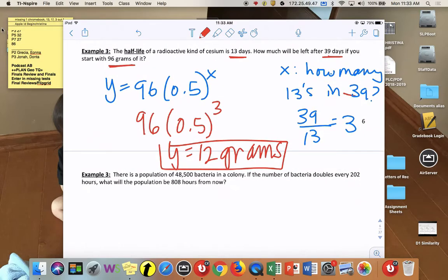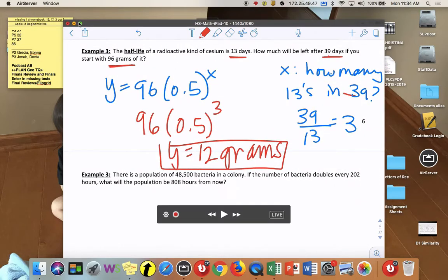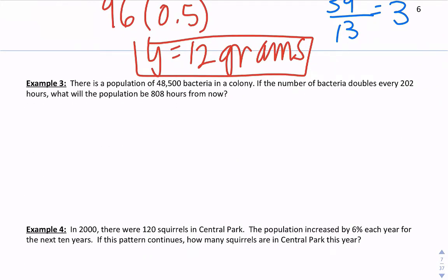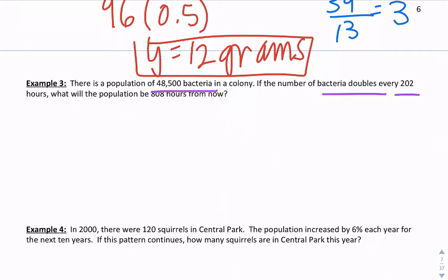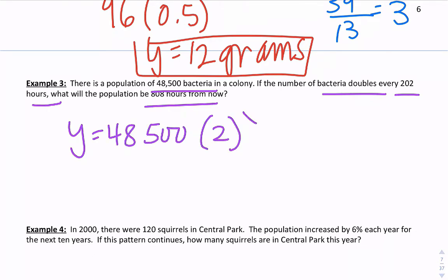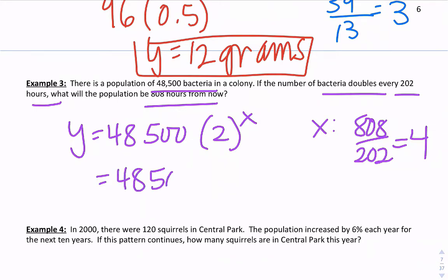All right, the next one, there's a population of 48,000 bacteria in a colony. If the number of bacteria doubles every 202 hours, what will the population be 808 hours from now? Starting value 48,000. It's doubling every 202 hours. So you have to figure out for X how many 202s are in 808. So we'll take 808, divide by 202, and we'll get 4. So it's going to double 4 times within that amount of time. So you'll type this in and get the answer, which I won't do.